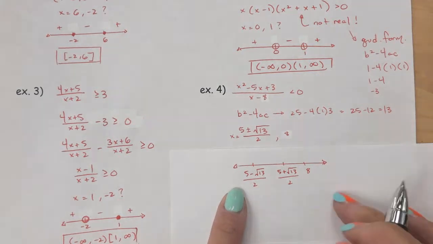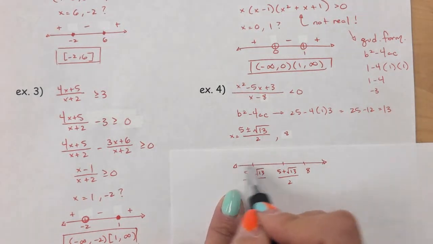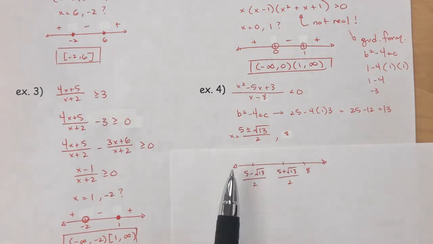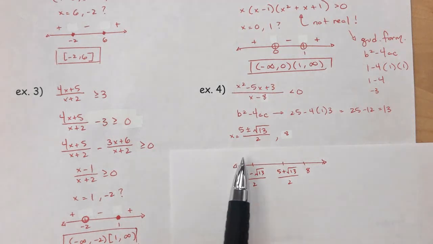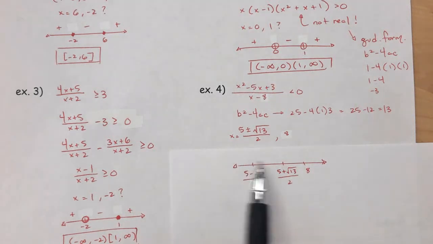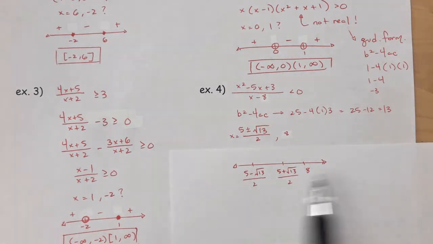On the homework, you can use a calculator for this next part with the pluses and minuses. You're going to plug in a number to the very left. A number to the very left would be like, let's say, -5, right? -7. And then you're going to plug in a number right in between these two. So you actually know what that is. The number right in between 5 plus or minus root 13 over 2 is 5 over 2.